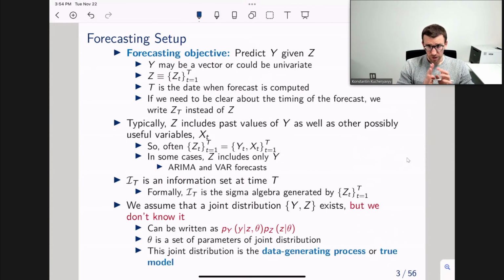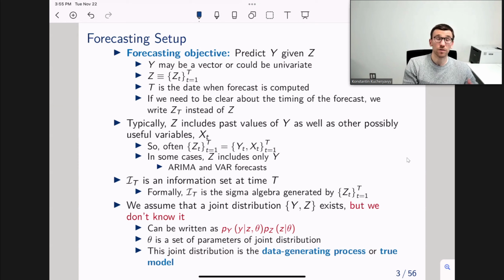Let us begin with the setup and fixing the notation. I introduced some notation in the previous lecture, so let me repeat, and maybe relative to the previous lecture, it's a bit more precise. So our forecasting objective is to predict Y given Z. Y may be a vector or could be univariate, so we can be predicting a scalar variable, or we can be predicting a vector of variables.